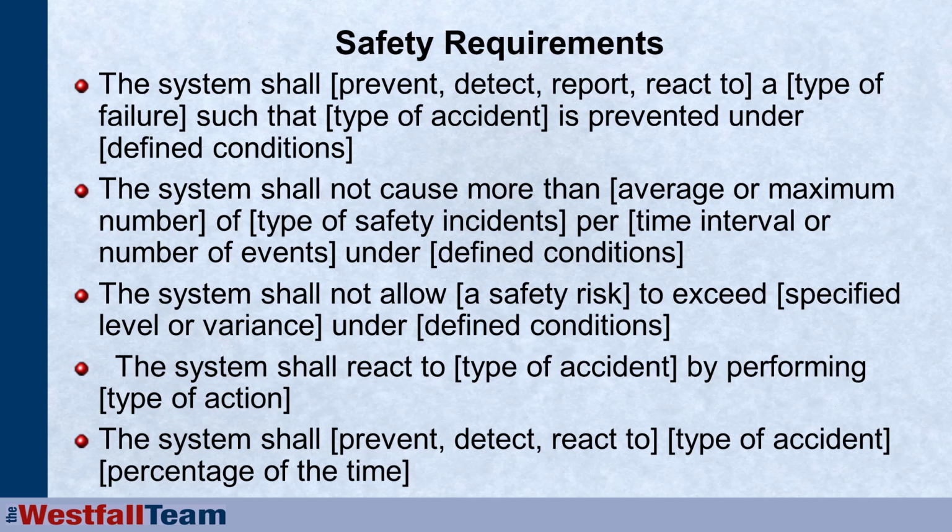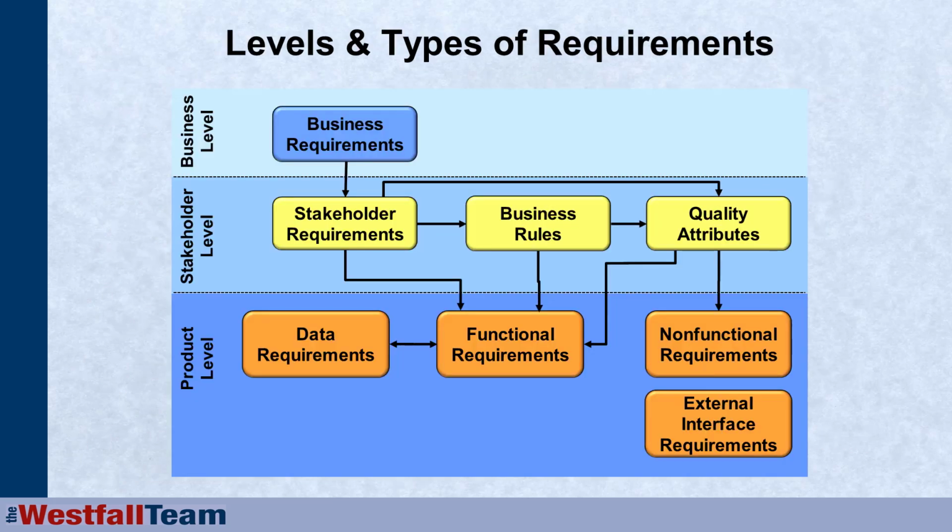The system shall react to a particular type of accident by performing a particular type of action. This is, again, something like, I'm going to get off the gas station thing, but your sprinkler system, if it detects a certain amount of smoke in the air, will turn the sprinkler system on. Or your airbags in your car, if it detects a certain level of impact, it's going to set your airbags off. And the system shall prevent, detect, or react to a particular type of accident a particular percentage of the time. So those are all examples of safety type requirements.